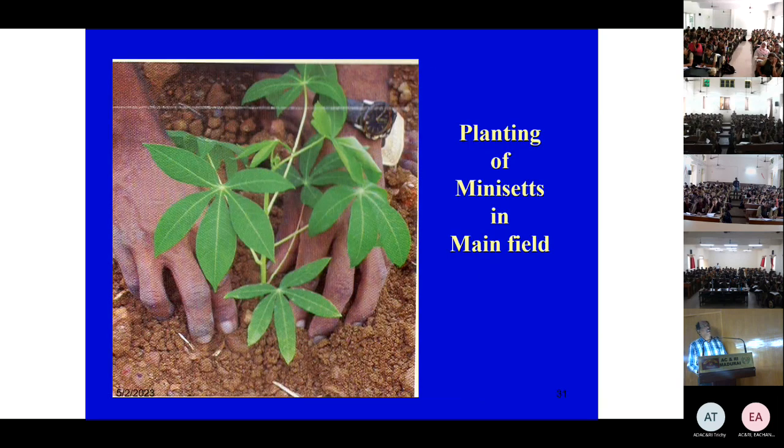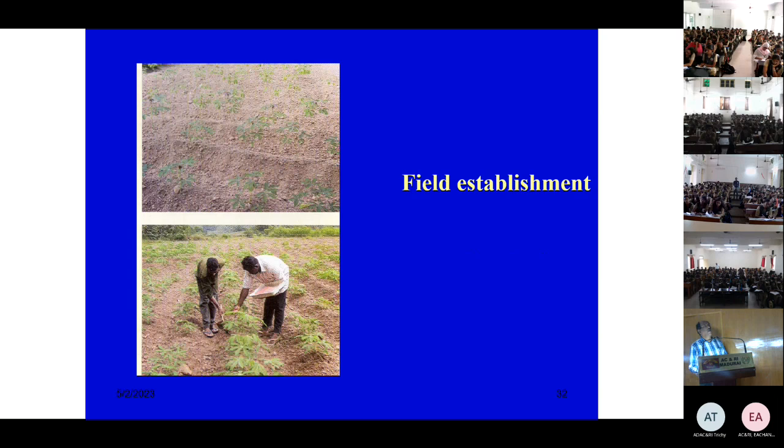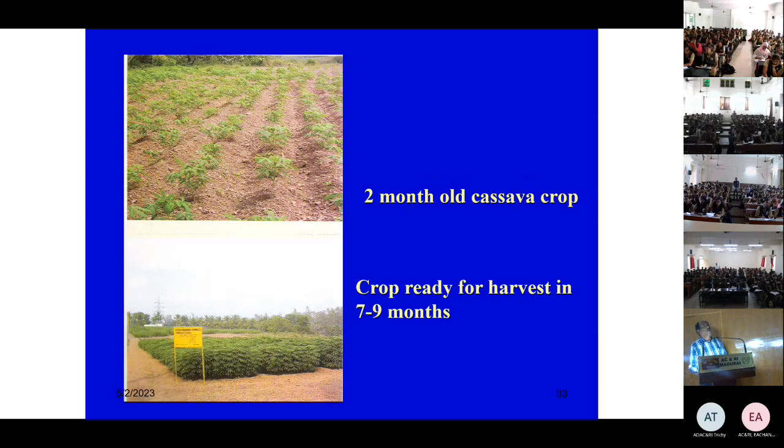So planting, for row to row spacing 75 by 75, whereas plant spacing 45 centimeter, sometimes 20 centimeters is also adopted. So field establishment. 2-month old crop, and almost 7 to 9 months old crop is ready for harvest in the field.